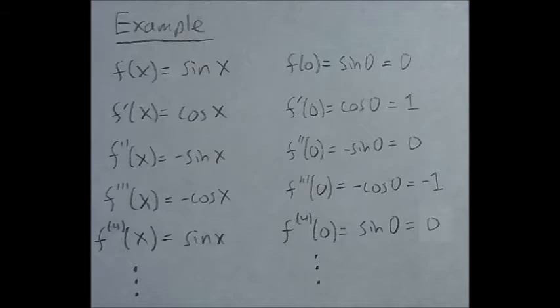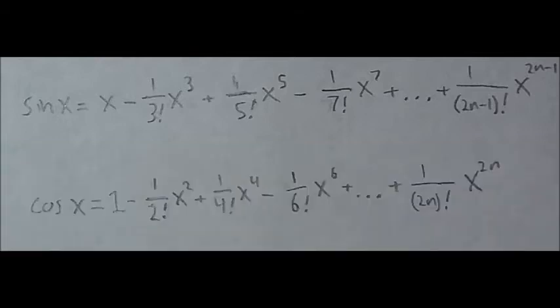In the right column, notice that each even derivative is equal to 0, and then the odd derivatives alternate between positive and negative 1. Writing the terms as one polynomial with our solved coefficients, sine x can be represented like this. I leave this as an exercise to you, but in a similar fashion, cosine x can be represented like this.